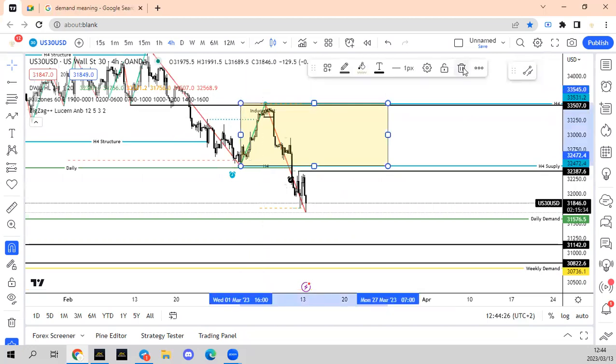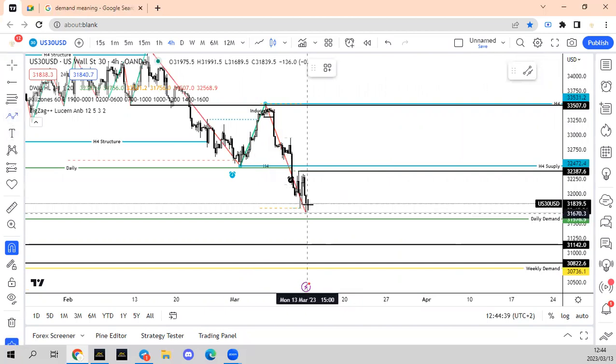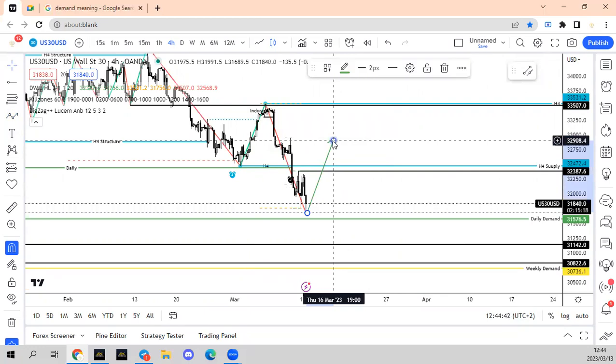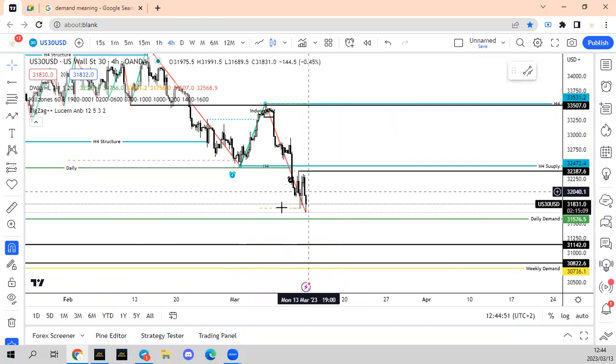On US30. This is US30. Today is the 13th of March 2023. So let's just wait and see what's going to happen. There's nothing that we can do at this point. I can see that it's ready to buy. Why do I say it's ready to buy? This is called transactional liquidity. So this is liquidity for a pullback.